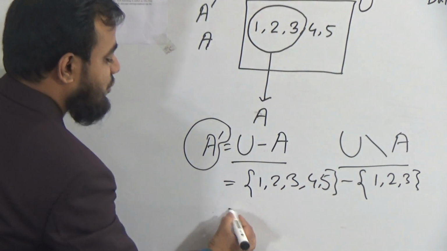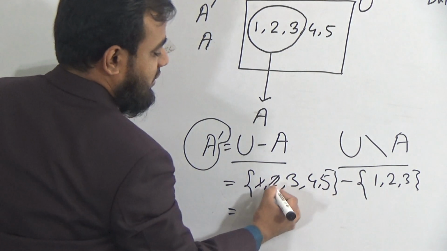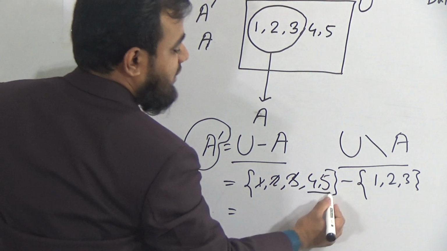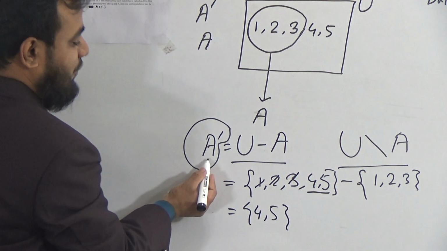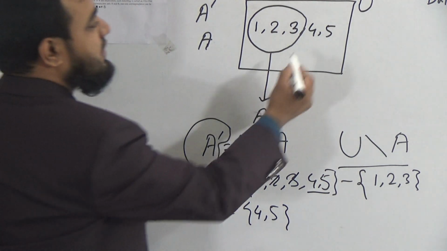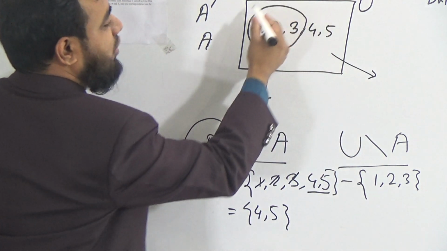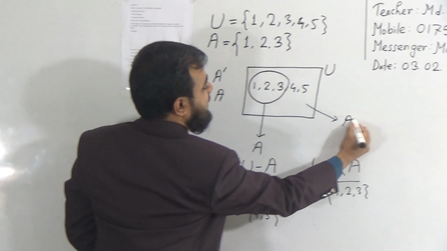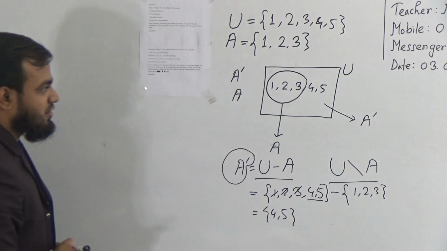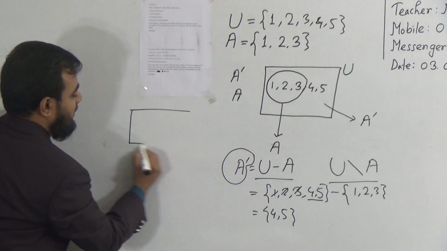So subtracted, it will be how much? 1 is subtracted, 2 is subtracted, and 3 is omitted. We will get only 4 and 5 as the prime set of A. So this is our A prime set. That means we can indicate this outer part of set A as A prime. I think, dear students, you have understood. This Venn diagram can be written like this.